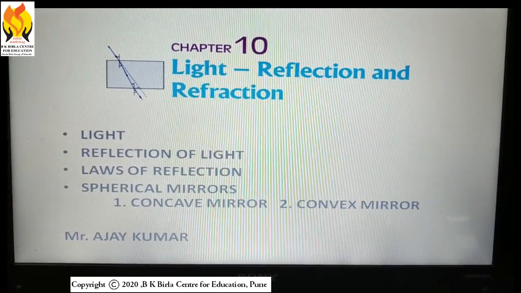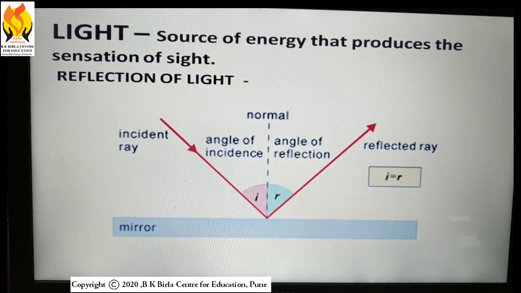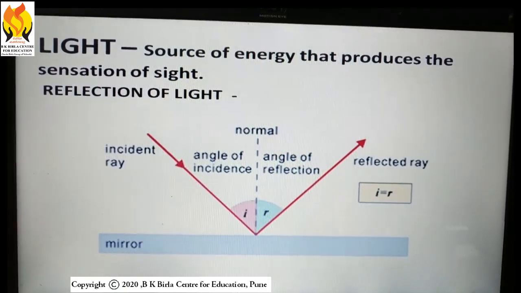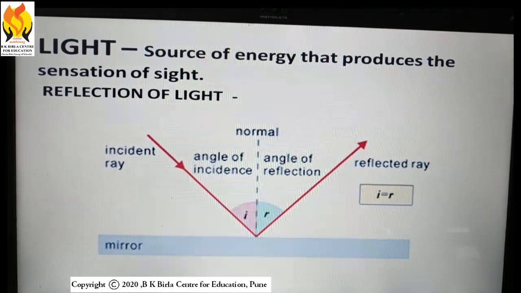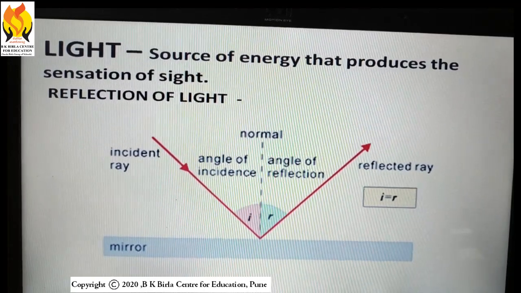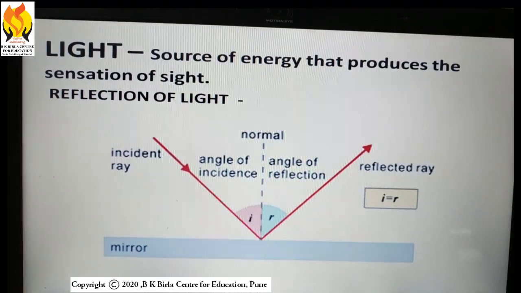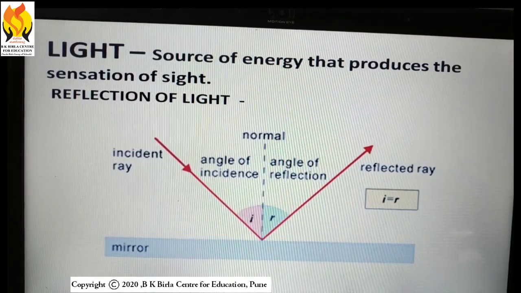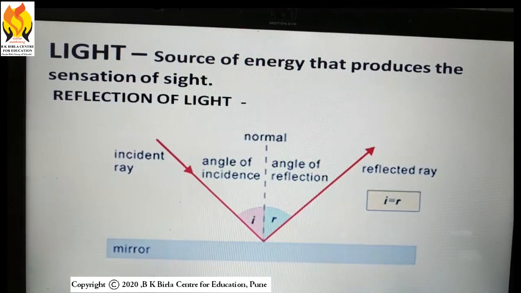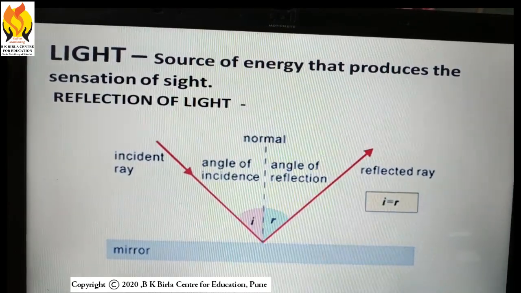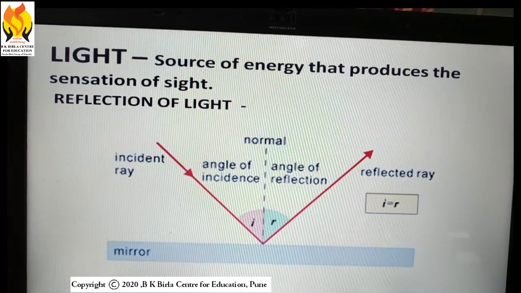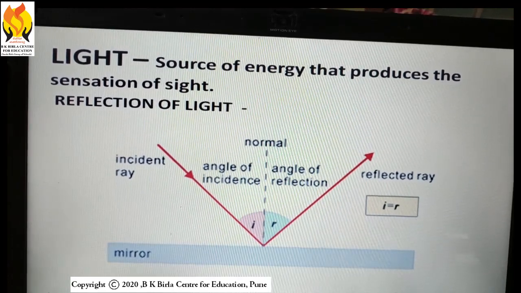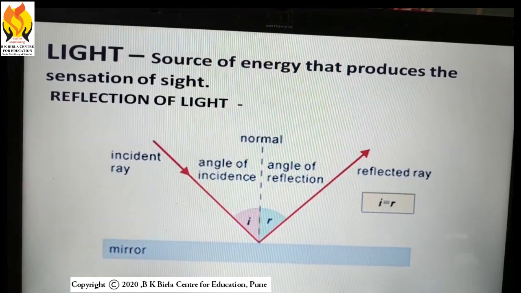So let's move on to the next slide. The first topic which we are going to discuss is light. Light is a source of energy that produces the sensation of sight, so we can see the objects around us. The process is very simple. First of all, the light falls on the object, gets reflected back from the object, then enters into our eyes and forms the inverted image on the retina. So this is all about light. Make a note of it in your notebook.